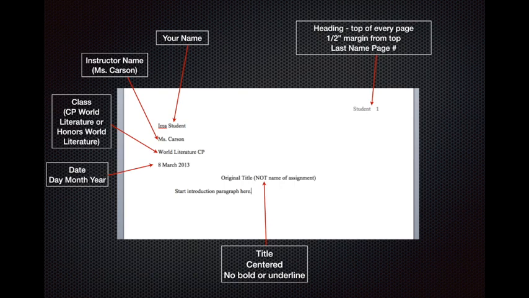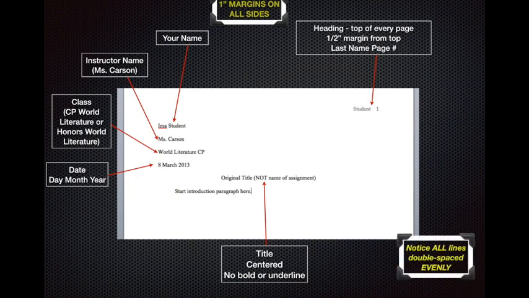Your title is centered. It is not bolded, not underlined, not italicized, nothing weird. And again, it shouldn't say argumentative essay. It should have to do with your topic. So it could be starting the school day later, or paying college athletes, or something. The first letter of every major word is capitalized in a title. And then you start your introduction paragraph after you tab over once. Look how there are no extra spaces anywhere, and you have 1 inch margins on all sides.